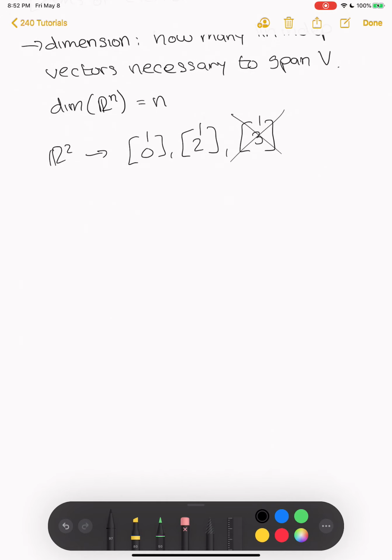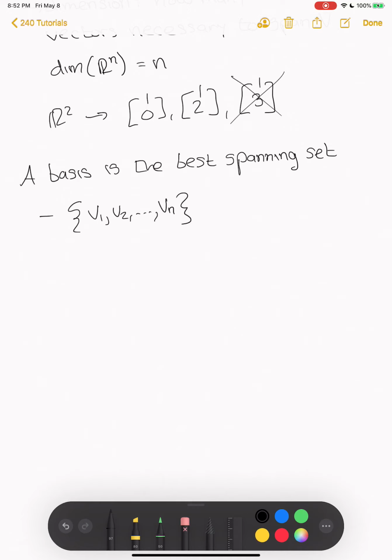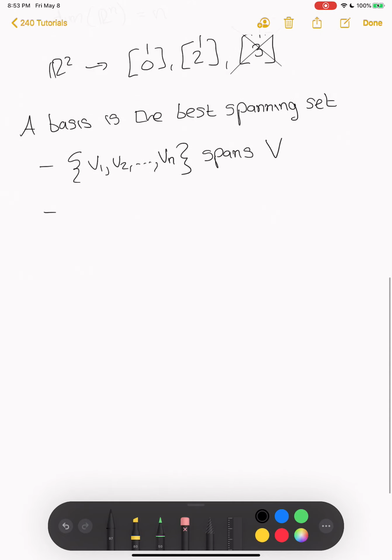So this brings us to our next definition here of basis. So a basis is the best spanning set you can have. What does that mean? It means that you're able to still get to everything in V, which means that your basis v1, v2 up through vn spans your vector space, so that's still fine. But you also don't have any extra information in there. You only have the vectors you need to do so, and so you have linearly independent vectors in your spanning set.